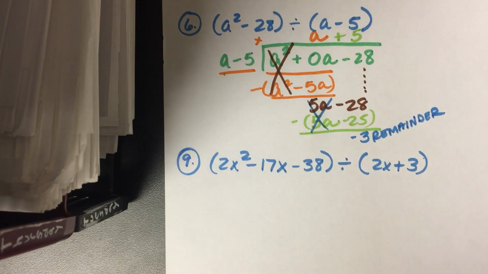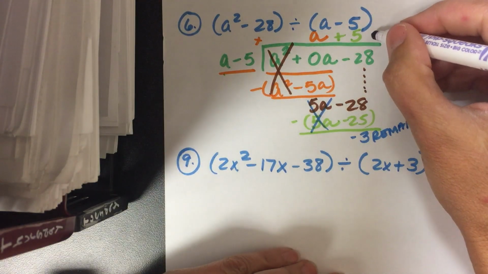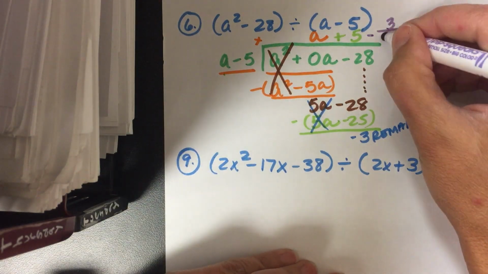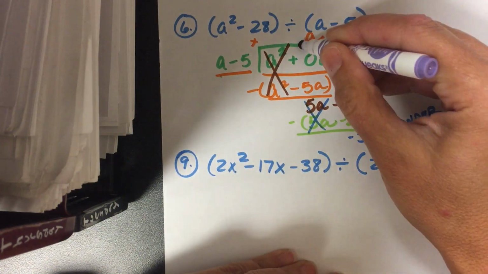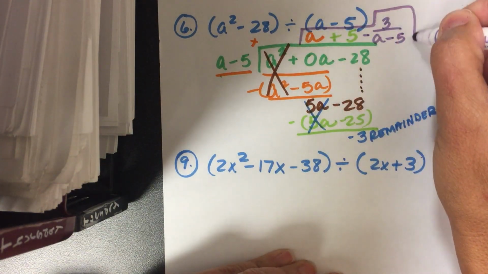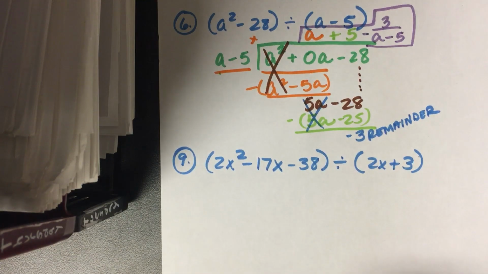So I'm going to take the remainder, and I'm going to move it up top, minus 3 over a minus 5. There you go, and that's your final answer.